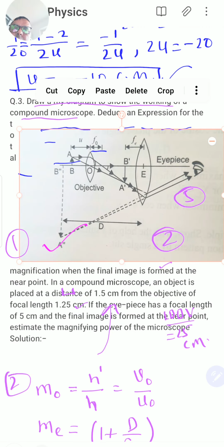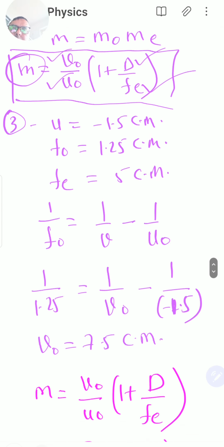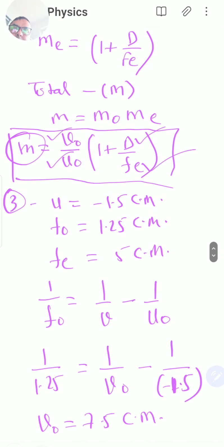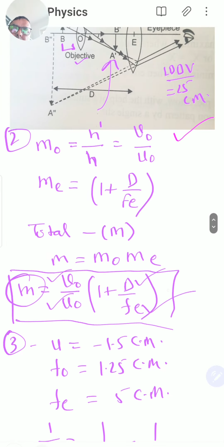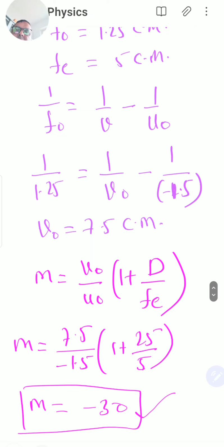So first of all, what is our answer? The first answer is for the picture or image, the second is for the magnification formula, and the third is for the numerical value of magnification.